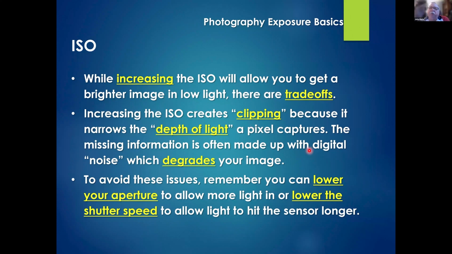As that gets worse and worse, and the camera can't read all those zones, then we pick up something called digital noise. That's when the camera is filling in information that it didn't capture because your ISO is so high. But remember, all 3 of these things work together. We can avoid the digital noise by lowering our aperture or lowering our shutter speed so we don't need the ISO set as high. I hope that makes sense.